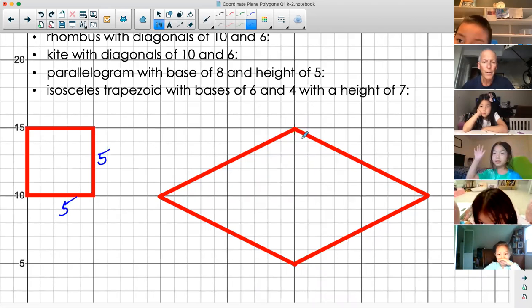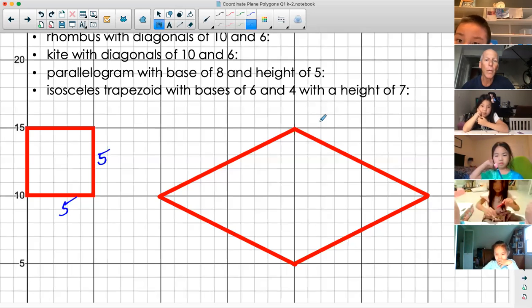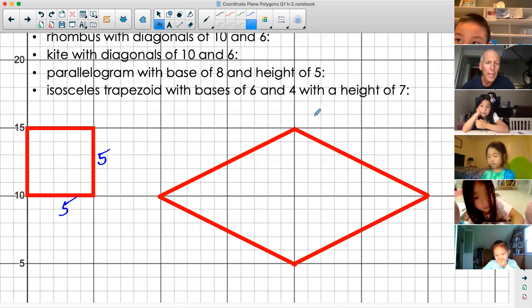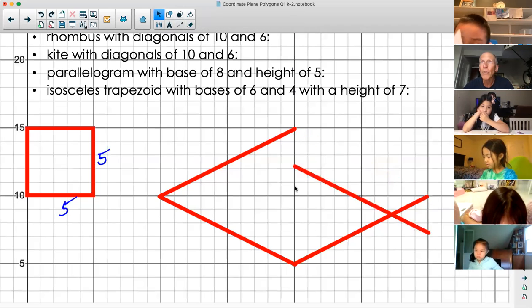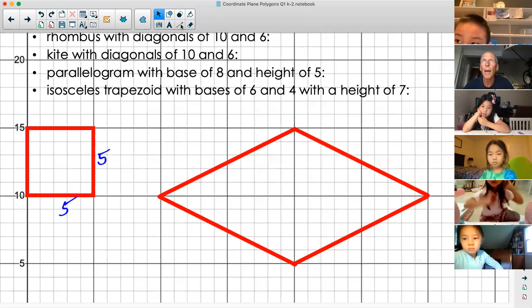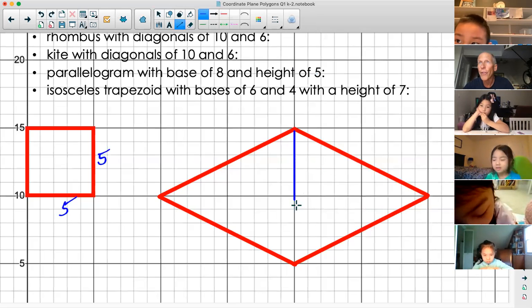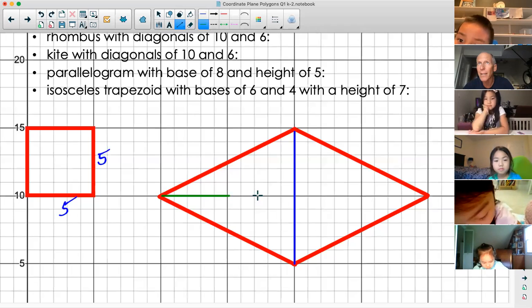This is hard. Stella, what do you think? Valerie, why don't you write down what you got? And Larry, why don't you think about it, and Annalise and Alice and Stella, and see if you could figure it out. Now, just to make it a little easier, I'm going to draw the vertical diagonal in blue, and I'm going to draw the horizontal diagonal in green.